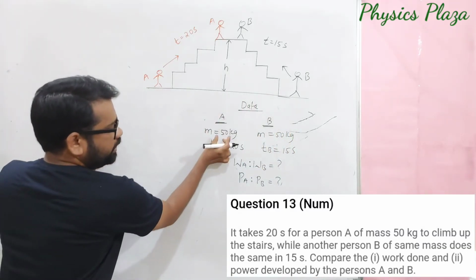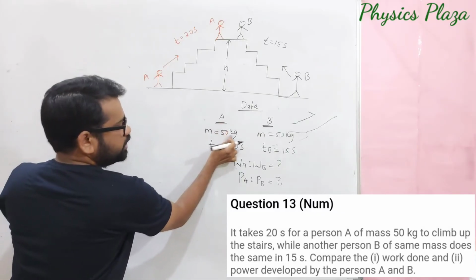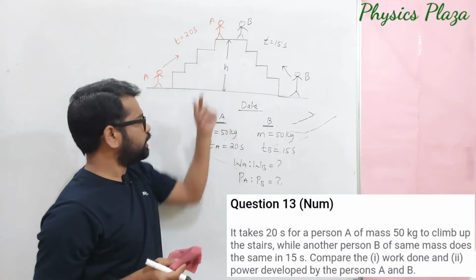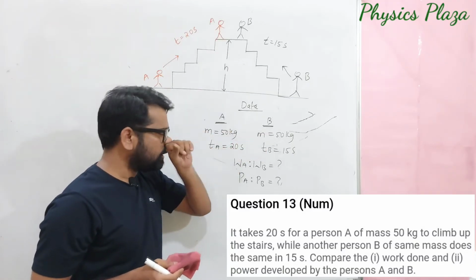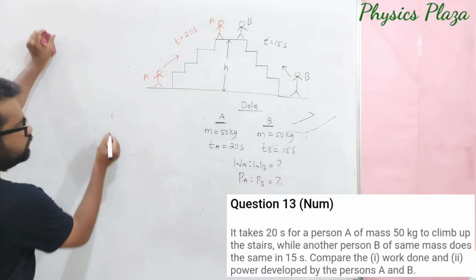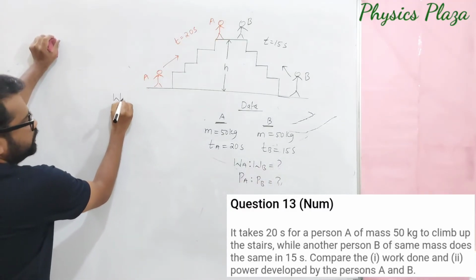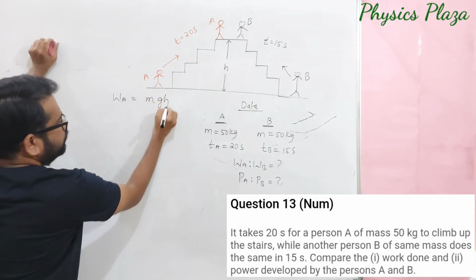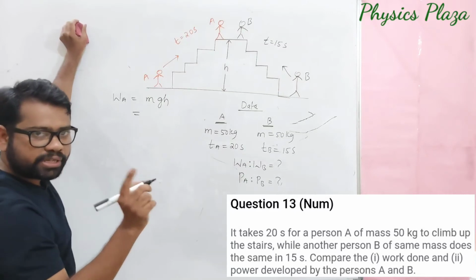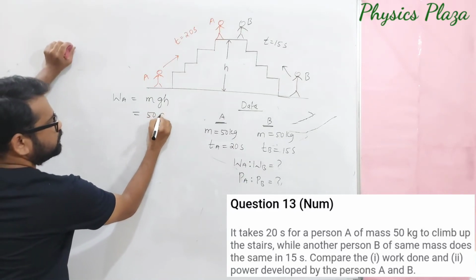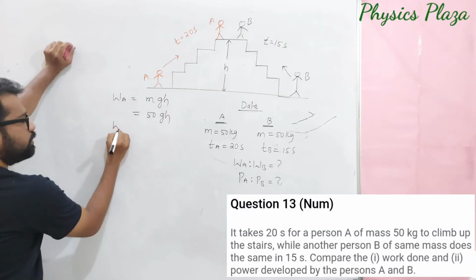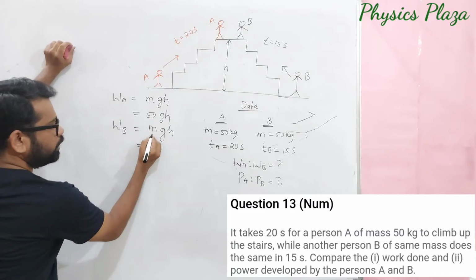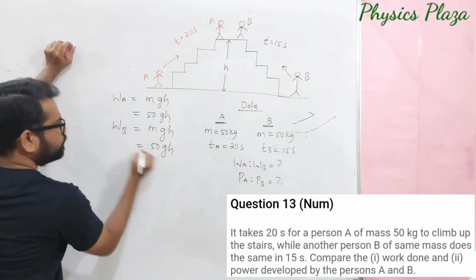So children, person A's mass is 50 kg, person B's mass is 50 kg only. But the difference is that person A reaches in 20 seconds, person B reaches in 15 seconds. First let us calculate the work done by person A. Children, the work done by person A against gravity is mgh. Here only the mass is known, not gh, so that is 50 gh. And what is the work done by person B? That is mgh. Here also we know only the mass, so that is 50 gh.